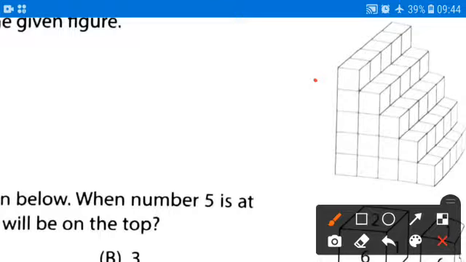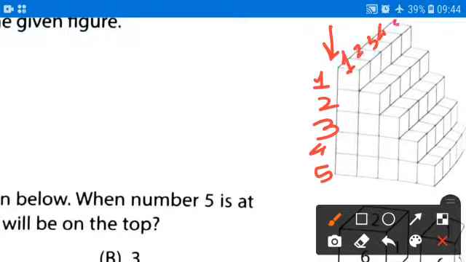I am taking the layers vertically. So this is the first layer. How many cubes? 1, 2, 3, 4, 5 here, and again 1, 2, 3, 4 and 5 here. So in the first one we have 25. Okay, so we will have 25.